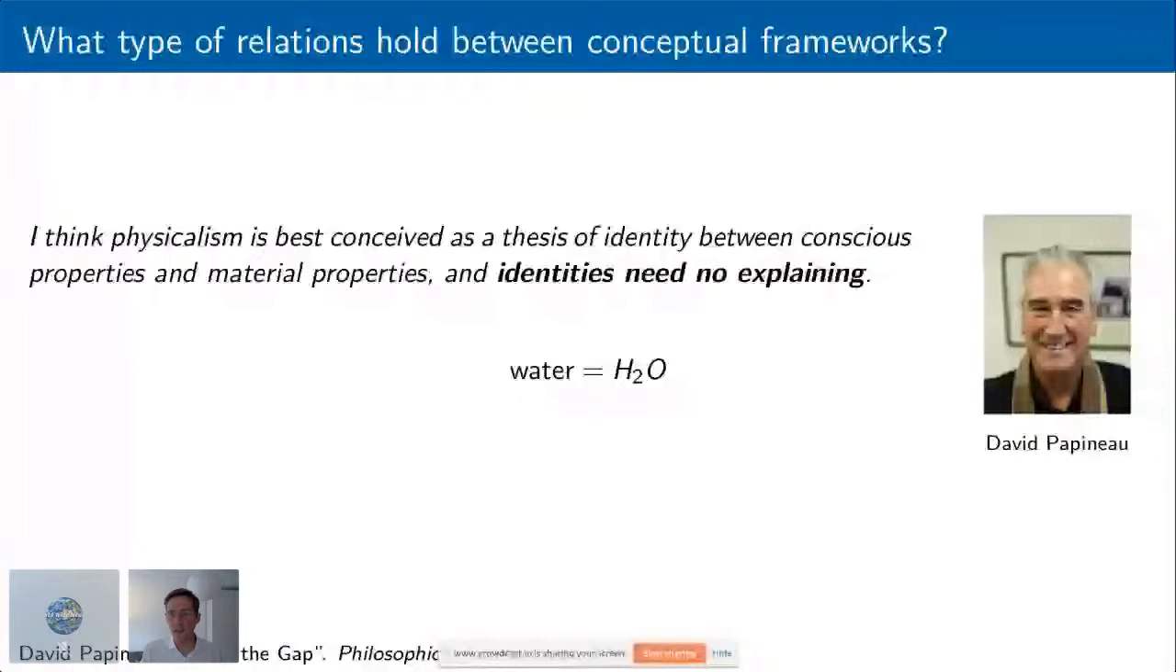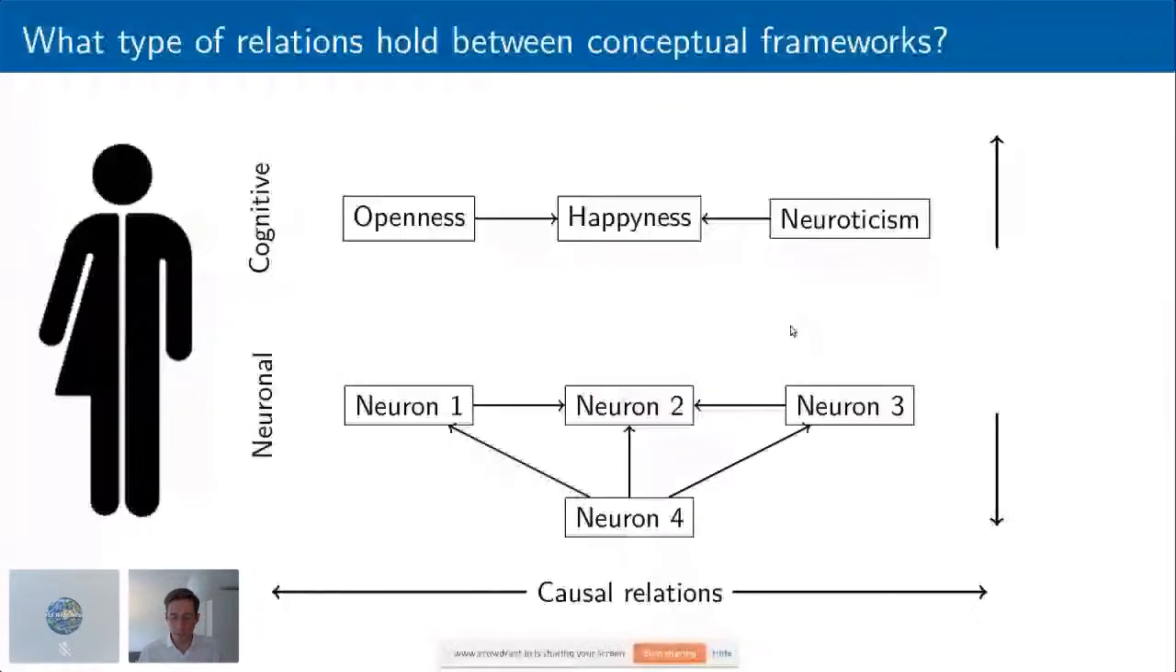Asking why doesn't make any sense anymore once you have established this identity. And I think that if we believe in physicalism, or I would agree with David Papineau, that if we would be able to establish such an identity relation, also called a constitutive relation, between the neuronal level and the cognitive level, then we would have learned everything that there is to know.